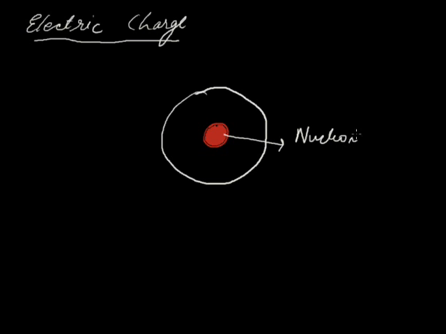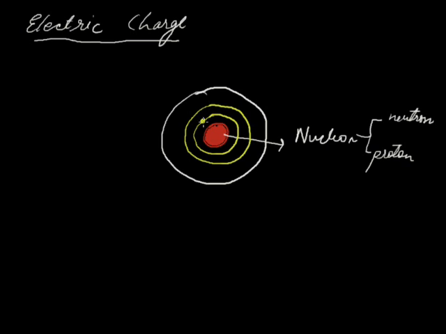Among these nucleons, there can be two types of particles. One is proton and one is neutron. For different elements, the atom has different numbers of protons and neutrons. But if we talk about the region outside the nucleus, we know that there are negatively charged particles, electrons. They are revolving around the nucleus. Many electrons are possible in these.